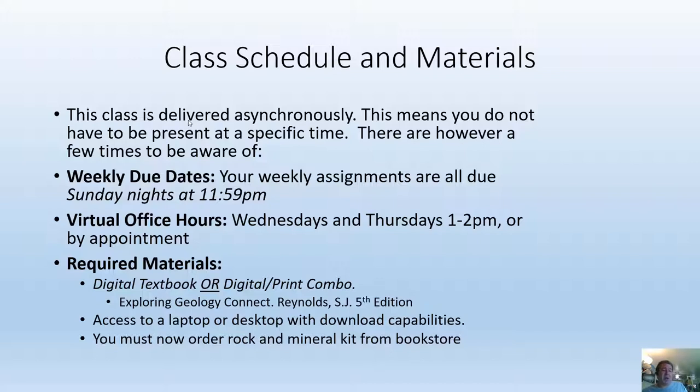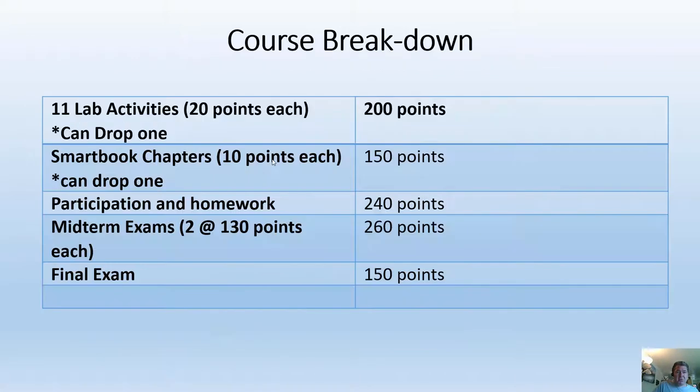Just a couple things that are required for the class. You need the digital textbook, Exploring Geology Connect 5th Edition, and that is available right through the orientation folder here. There's a link to click on it. You'll also need access to a desktop or laptop with download capabilities for a couple of the programs and features we'll be using, especially Google Earth Pro. And also there is a rock and mineral set, but you must now order that kit from the bookstore. It is available. It is there. So go ahead and order those up.